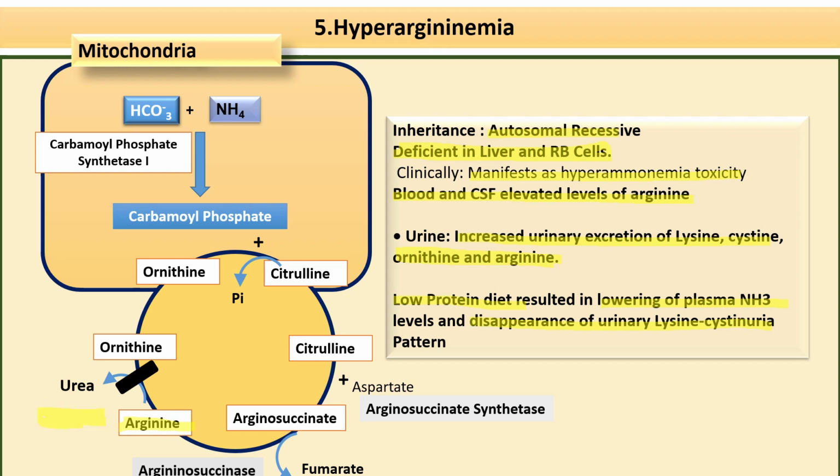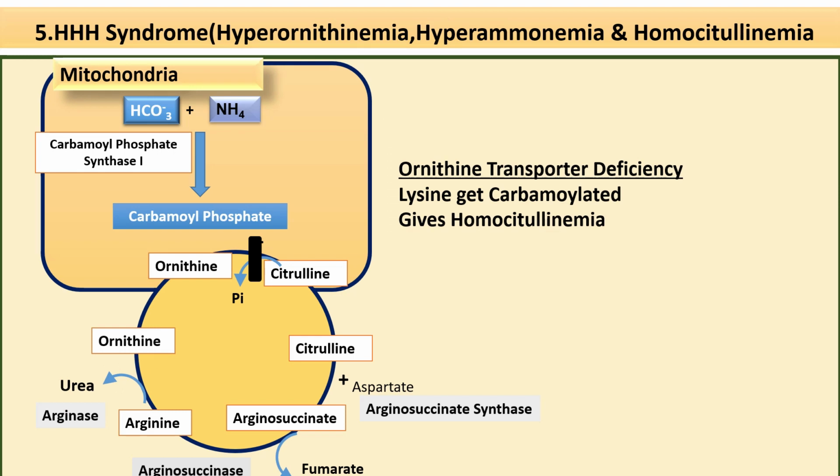And next one is triple H syndrome. अब यहाँ पे क्या है, there is a deficiency of ornithine transporter. जो ट्रांसपोर्टर है यहाँ पे, ये ट्रांसपोर्टर यहाँ पे डिफिशियंट है, यहाँ पे ट्रांसपोर्टर अवेलेबल नहीं है, तो ऑर्निथिन सेल के अंदर माइटोकॉन्ड्रिया के अंदर नहीं जाएगा. That's why what will happen, there will be no reaction between ornithine and carbamoyl phosphate.